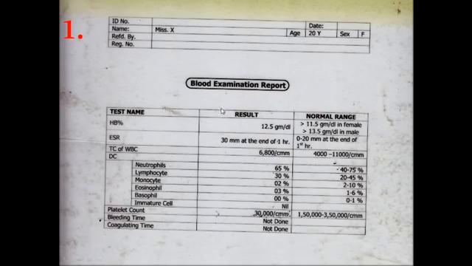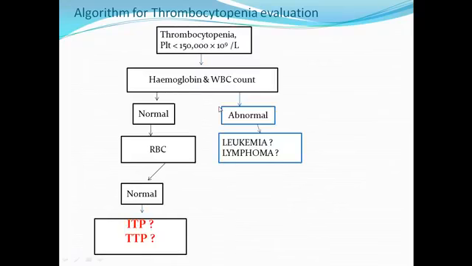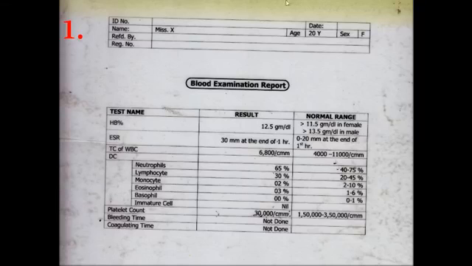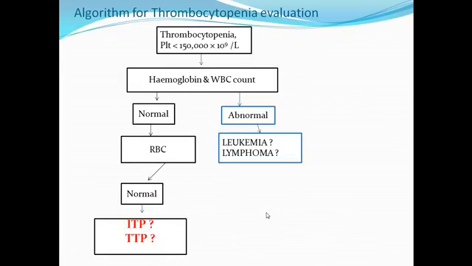So what will be the diagnosis of this patient? If we look very meticulously, is there any abnormality? Yes, there is an abnormality here: thrombocytopenia. So if we look systematically, whenever we find thrombocytopenia, we have to go through it likewise, in this way.